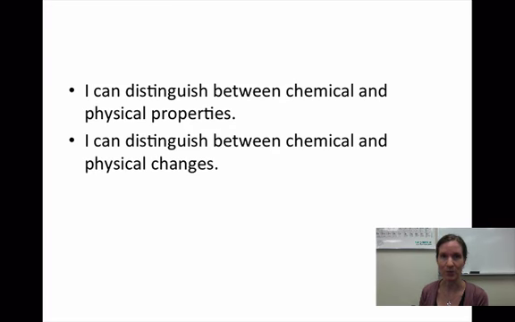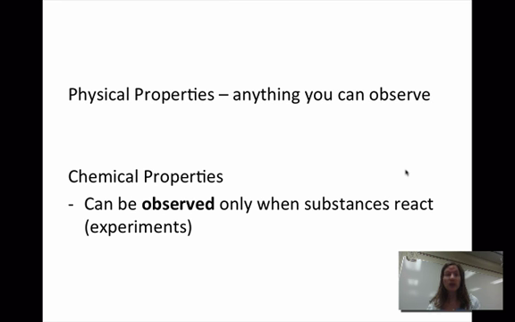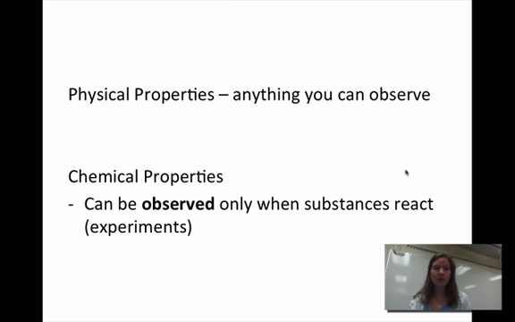This video will be dealing with two learning targets. You'll be looking at chemical and physical properties and also looking at chemical and physical changes. Basically focusing on how to distinguish between a chemical and a physical property and a change. So you see here pretty straightforward what a physical property is versus a chemical property. Essentially these are two different ways of looking at matter.